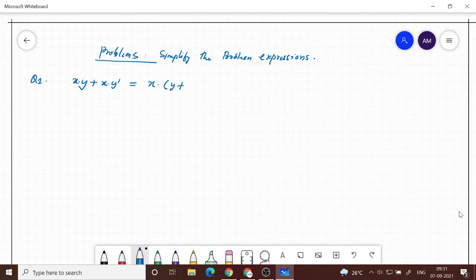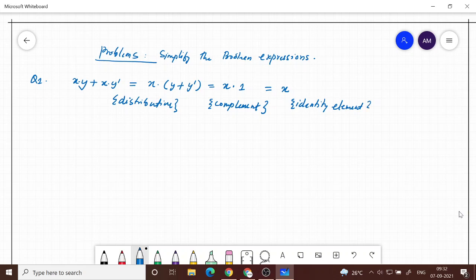and write it as y plus y bar. Now this is basically the distributive property. And then you can write it as x dot 1. Here we are using the definition of complement, and then this is equal to x, where we are using the identity element of the dot operation. Okay, so that's the simplification.